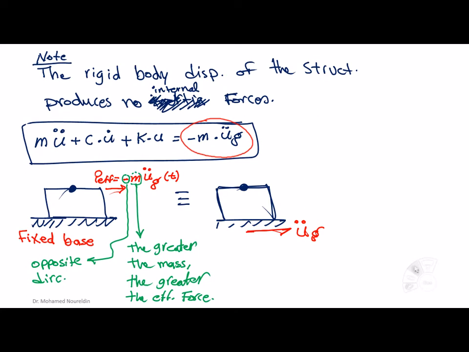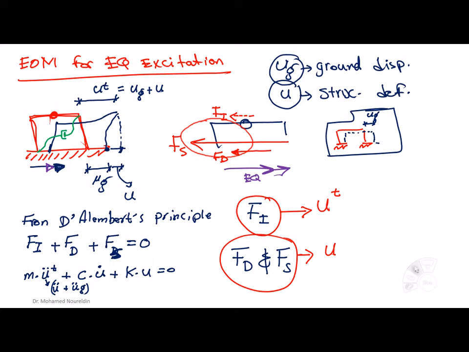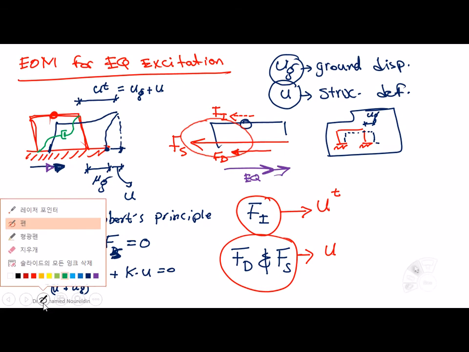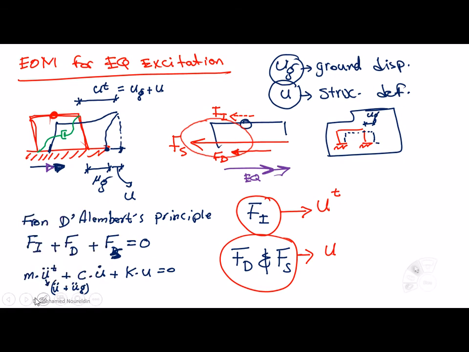Okay, that's very true. What we have obtained now for this equation of motion of earthquake, we are going to call this translational. Let's make it in green. This is translation motion.